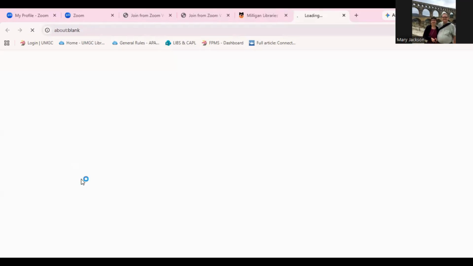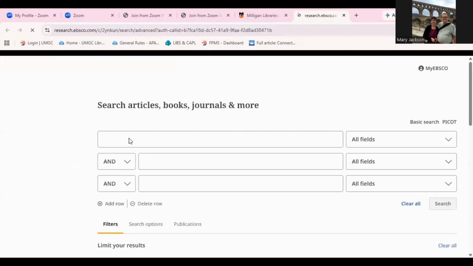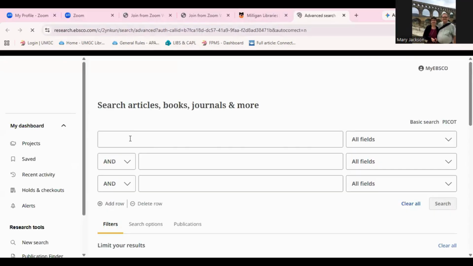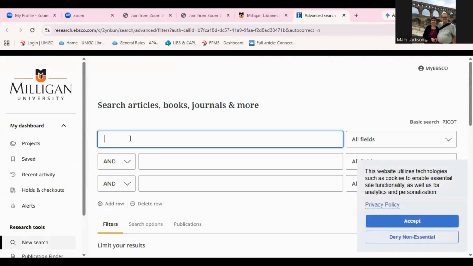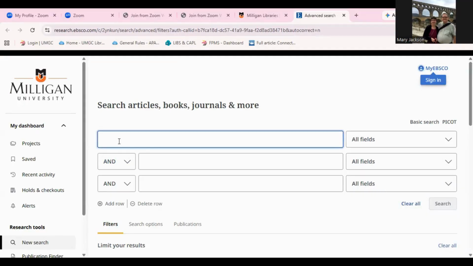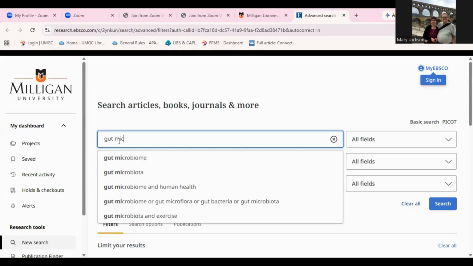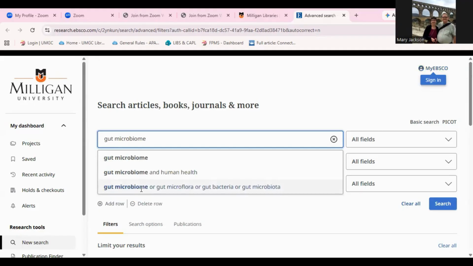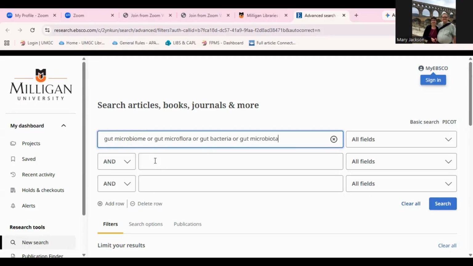So I'm going to do a topic that I have learned more about after having worked with PA students. This is something I knew absolutely nothing about, and now I know more because I've worked with you all. So that is gut microbiomes. And I start typing my topic in, and you can see that it's going to give me some suggested alternative terms. You should use these. These are things that are showing up in this database and will give you some other terminology that people use. So I'm going to pick one.